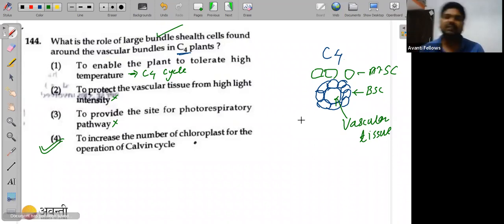ठीक है, and this oxaloacetic acid becomes malic acid, और यहाँ पर आएगा BSC के अंदर, and then it releases the CO2 and other things happen. That is, Rubisco catches the CO2 and it goes into the Calvin cycle and makes the product. ठीक है, so इस तरीके से यहाँ पर complete cycle चलता है.